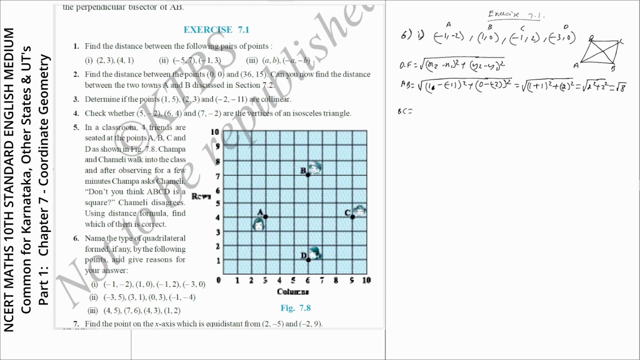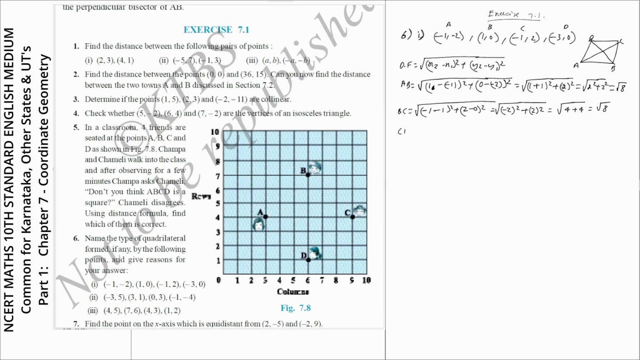Now BC, what is BC? BC is equal to square root of (x2 minus x1) the whole square, that is (minus 1 minus 1) the whole square, plus (y2 minus y1) the whole square, that is (2 minus 0) the whole square. So this is equal to square root of (minus 2) the whole square plus (2) the whole square. Minus 2 the whole square is plus 4, plus 2 square is 4. So I'll get square root of 8.